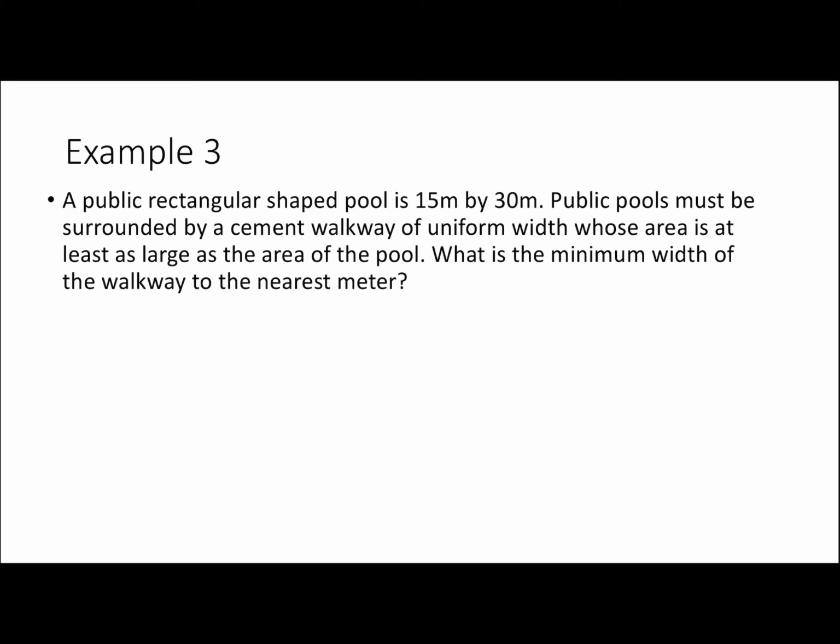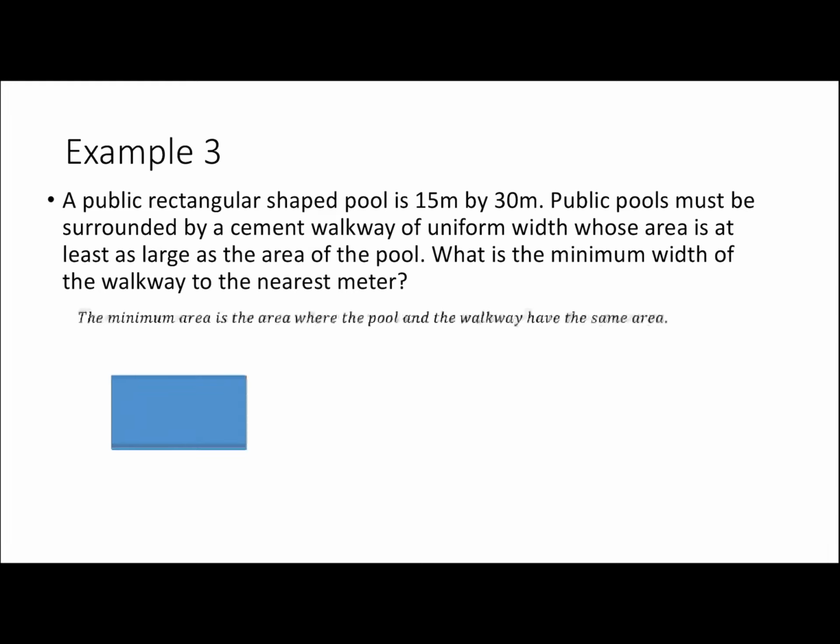So don't let minimum fool you. What we're doing is finding the value at which it is equal to the size of the pool, and then it can be any size larger than that. The minimum area is where the pool and the walkway are the same. The area of the pool, 15 by 30, and the area of the walkway are the same. What's the area of the walkway?